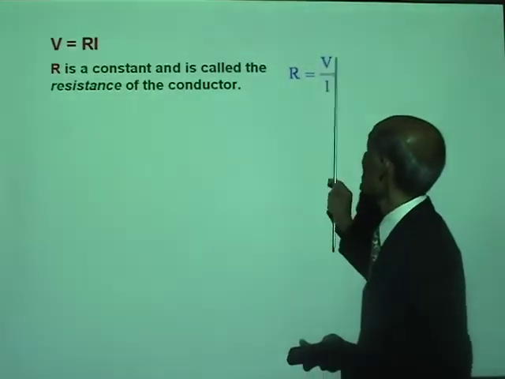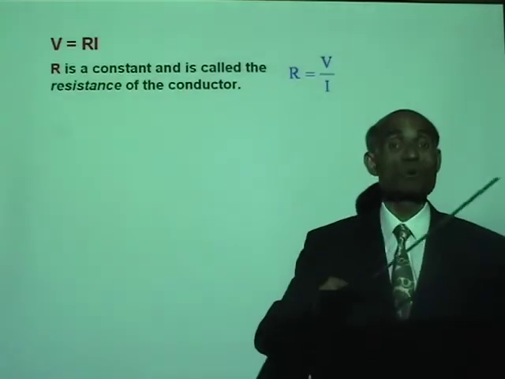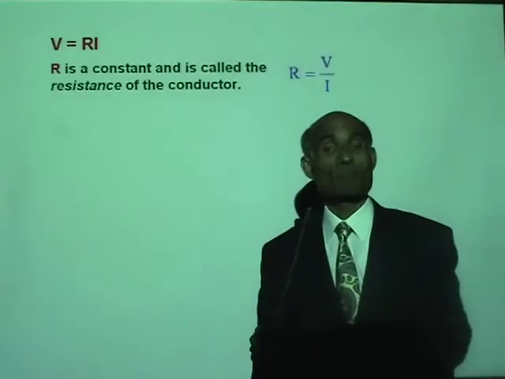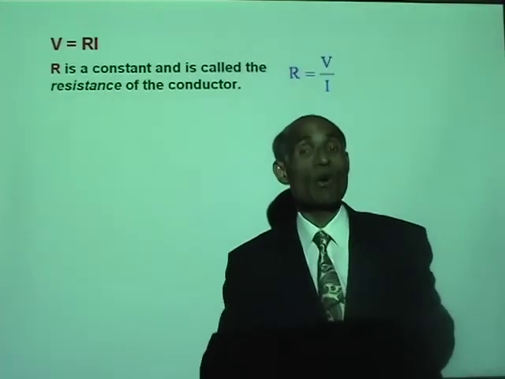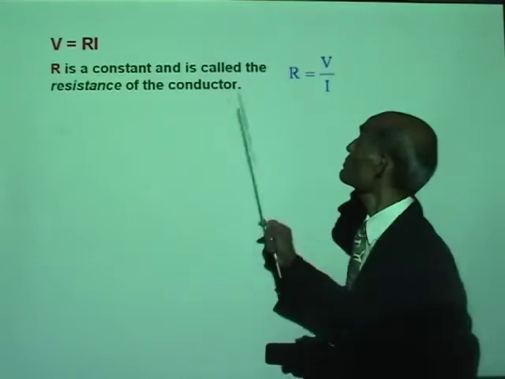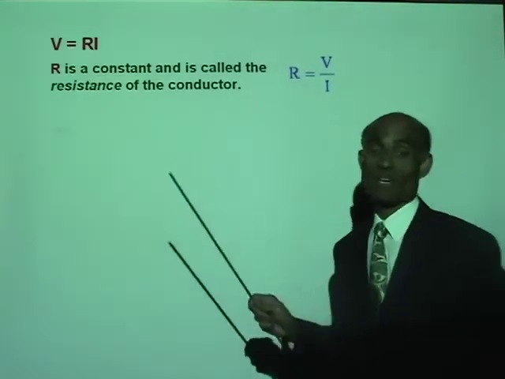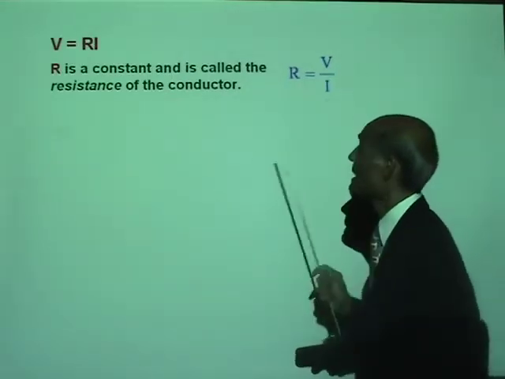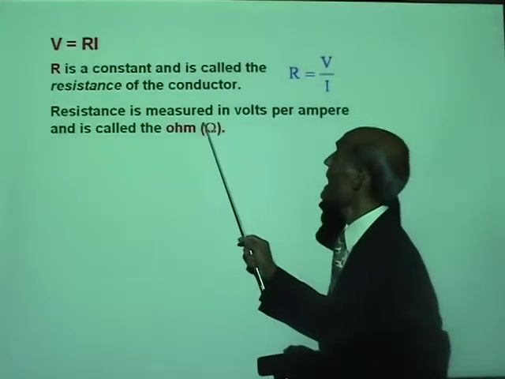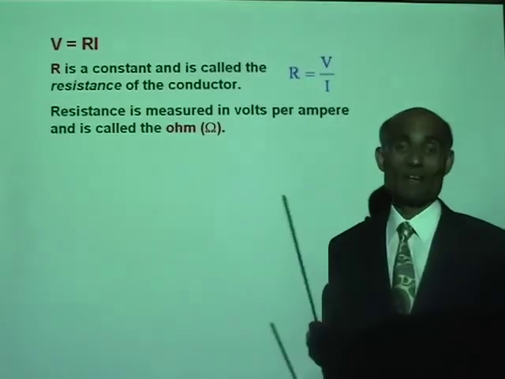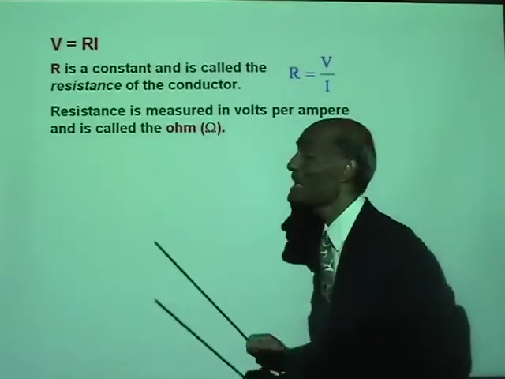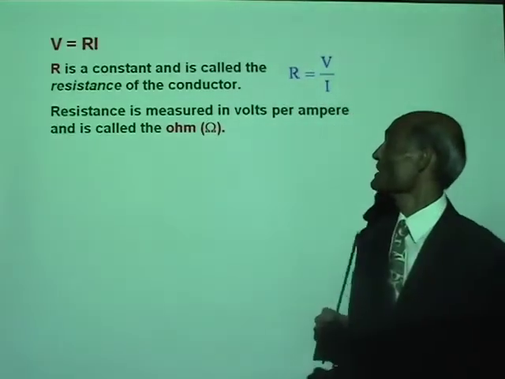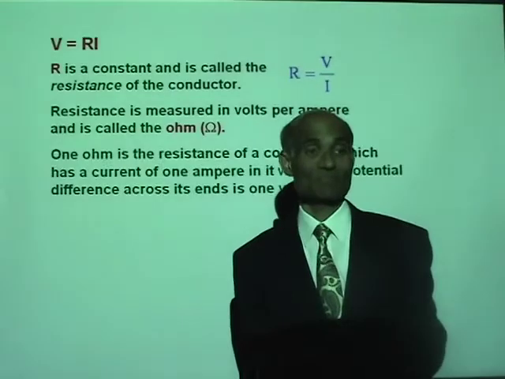Potential difference is measured in volt, which is joule per coulomb, and the current is measured in coulombs per second or ampere. So what is the unit of measuring resistance? Resistance will be measured in volt per ampere. Volt per ampere, and is called the ohm. We represent it by the uppercase omega, Greek letter omega, and that is the representation of resistance.